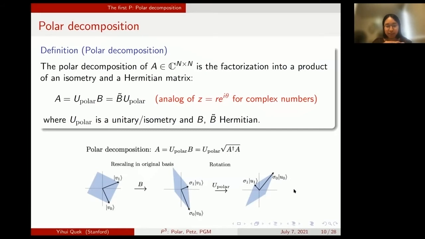Whereas a singular value decomposition is like writing A as a product of three matrices, where you have a unitary and then some diagonal matrix and then another unitary, the polar decomposition only has two matrices. The geometric picture of this is that basically you transform some matrix into another matrix using only two steps instead of three steps.